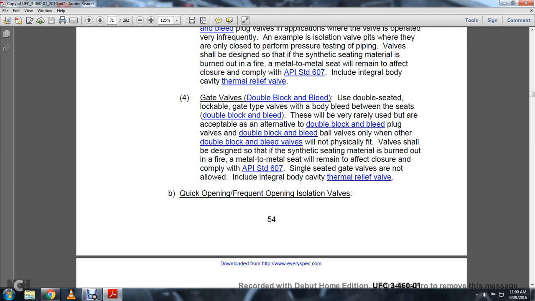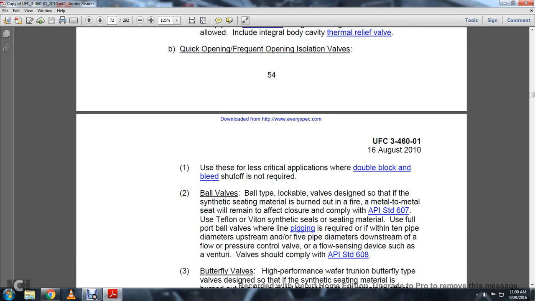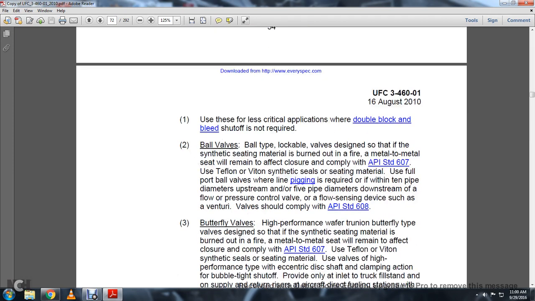Quick opening, frequent opening isolation valves: use these for less critical applications where double block and bleed shutoff is not required. Ball valves: ball type lockable valves are designed so that the synthetic seating material is burned out in a fire. The metal to metal seat will remain in effective closure and comply with API Standard 607.